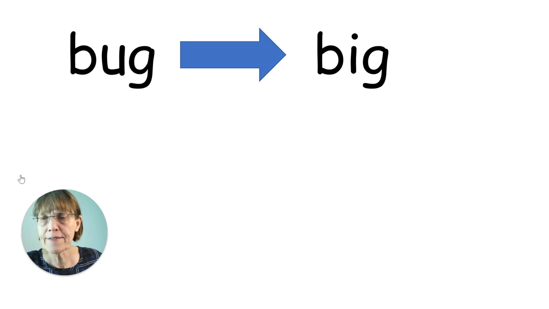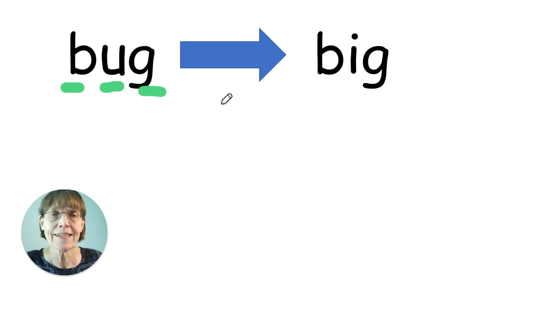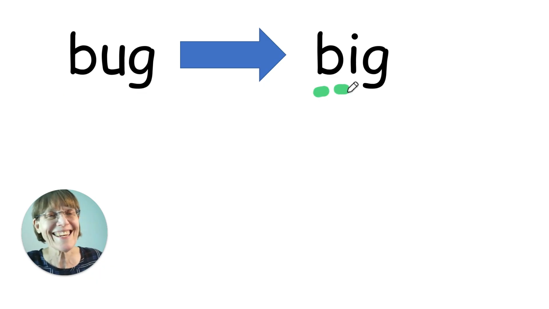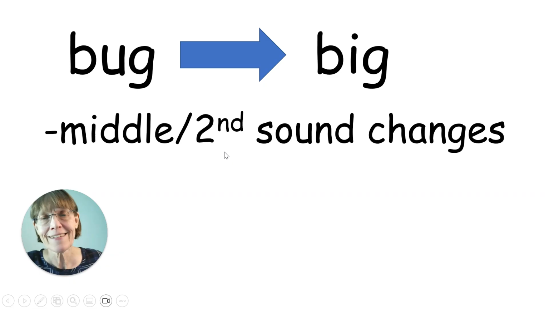So here we have some small words, b, a, g, bag, and now it's b, i, g. I hope you noticed that the vowel changed from a to i. The middle or the second sound changed, or the vowel changed.